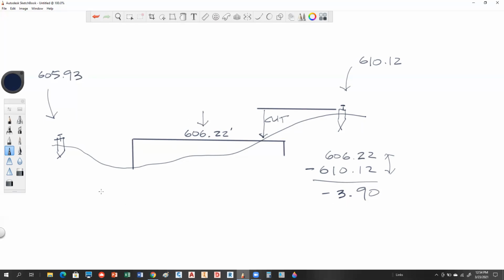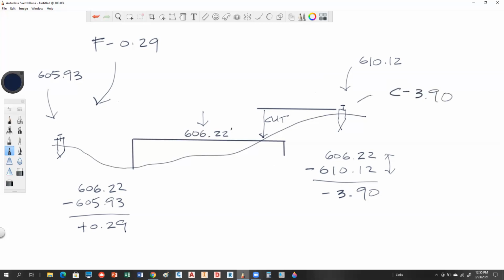So let's do this other one. If we use that same logic, we take 606.22 minus 605.93. What does that tell us? 606.22 minus 605.93 gives me a plus 0.29. So on my stake, I would write fill 0.29 for this, and this one we would write cut 3.90 for that stake. Okay, does that make sense now?